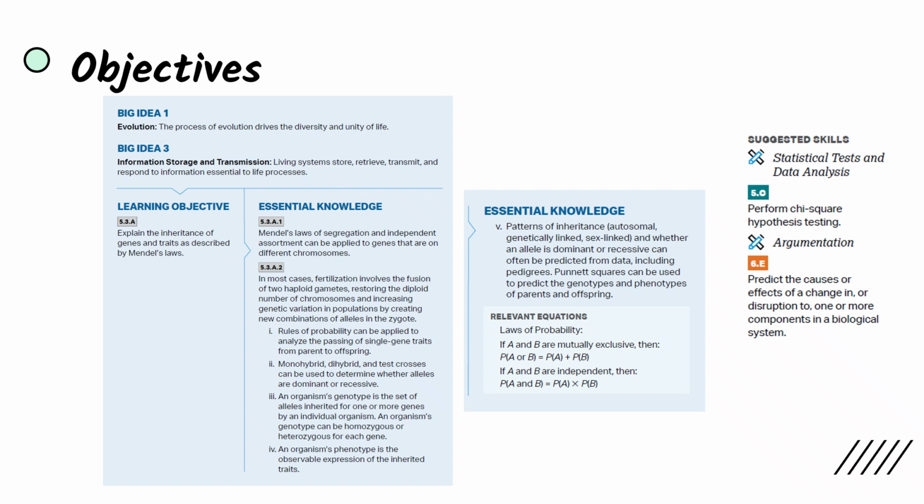And so the suggested skills are statistical tests and data analysis, 5C, perform chi-square hypothesis testing, which we'll also be looking at, and argumentation, 6E, predict the causes or effects of a change in or disruption to one or more components in a biological system.